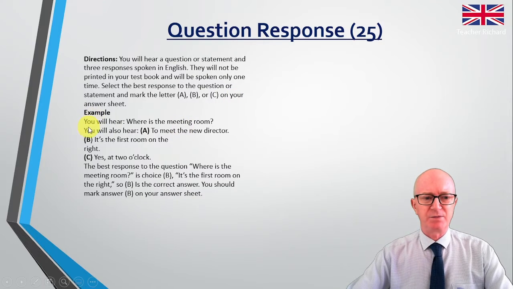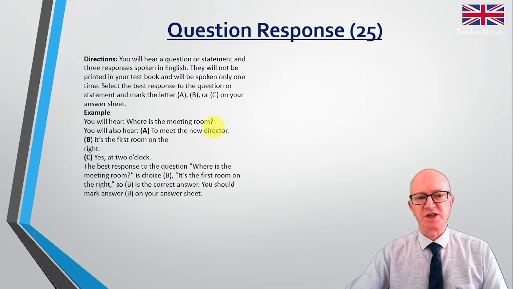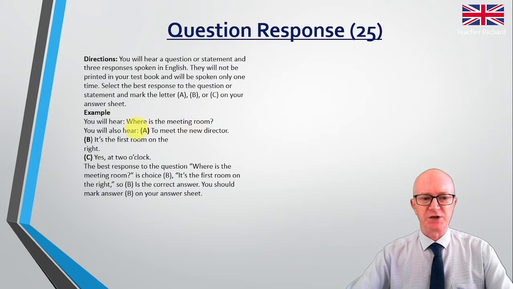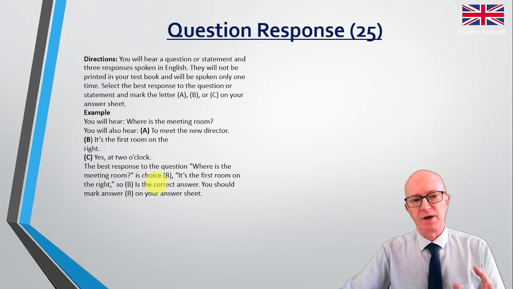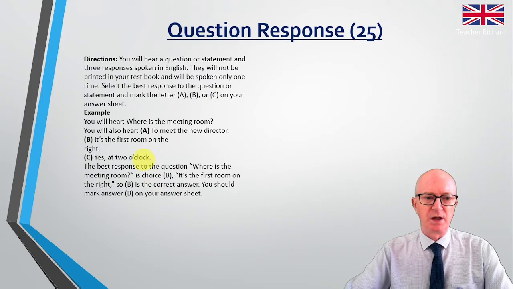So for example, you will hear, where is the meeting room? You'll then be given 3 choices, 3 statements. So the question is a where. Where is the meeting room? You'll hear A, to meet the new director. B, it's the first room on the right. C, yes, at 2 o'clock. The best response to the question, where is the meeting room, is choice B, because we're talking about the location of a room, and B clearly tells us it's the first room on the right. So you'll have 25 questions like this.